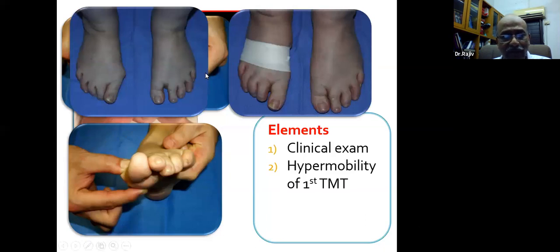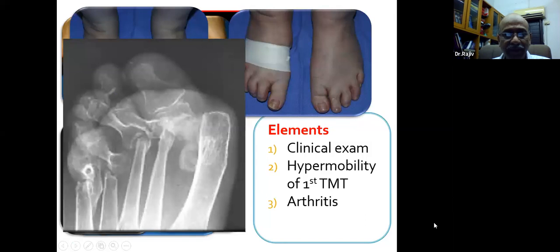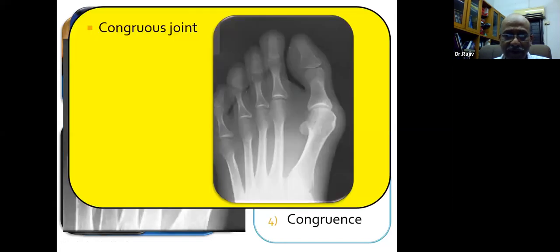Another test for that is called the strap test. When you strap the metatarsals, the deformity gets corrected. That is another test. And even when you take the x-ray, in the x-ray also the deformity gets corrected. That means there is hypermobility at the tarso-metatarsal joint. And look for arthritis in the clinical evaluation.